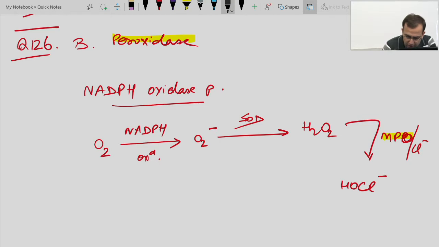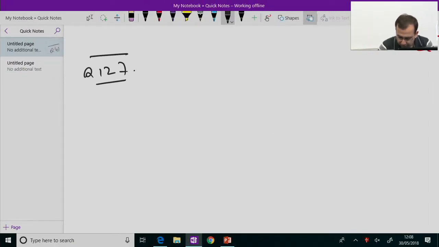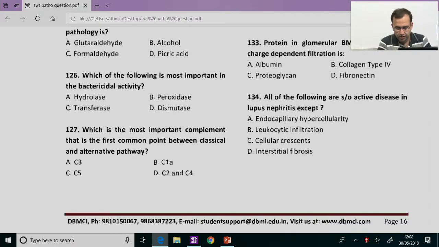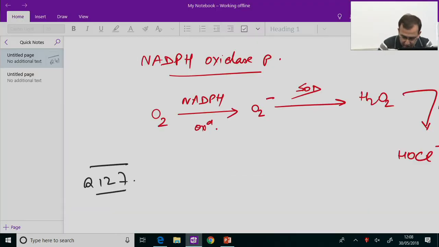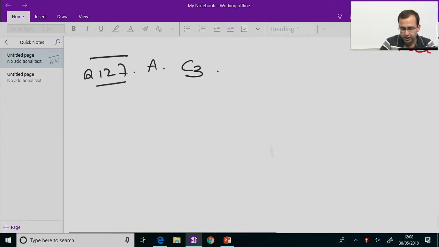Next, this gets us to question 127. Most important complement, that is the first common point between classical and alternative pathway, C3. The answer is A, that is C3.